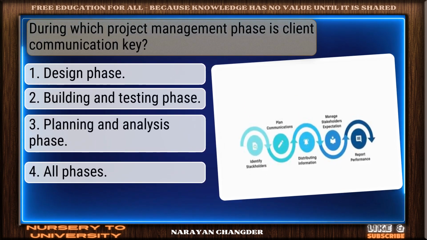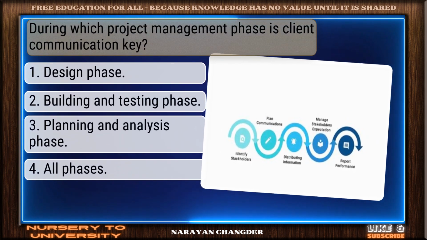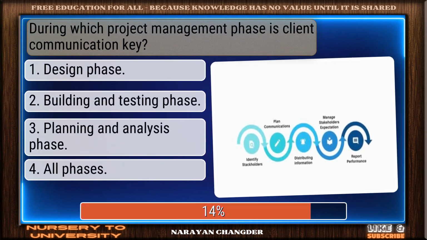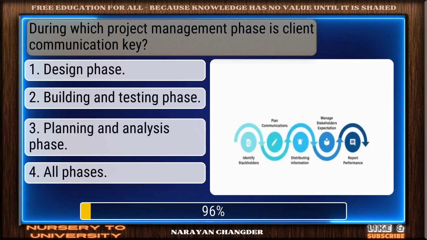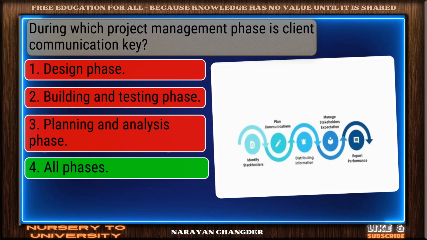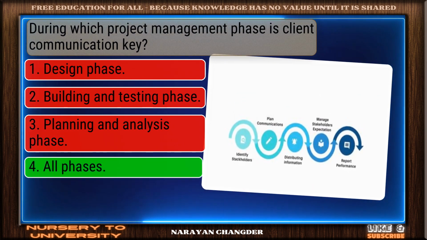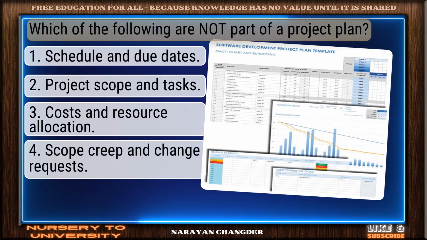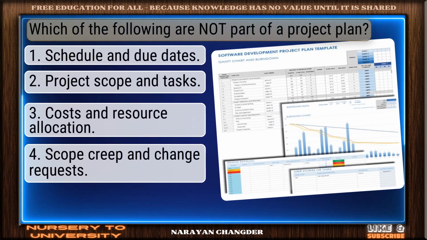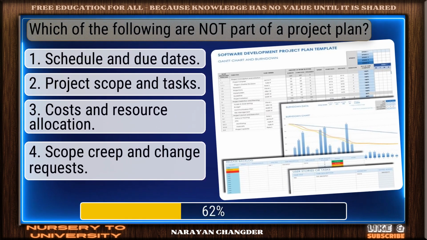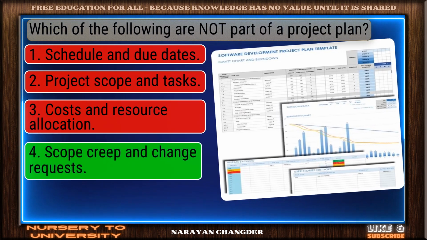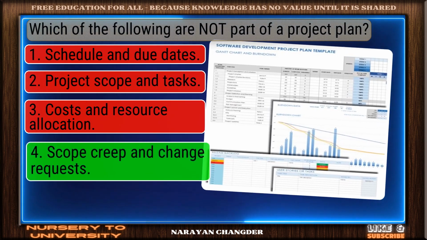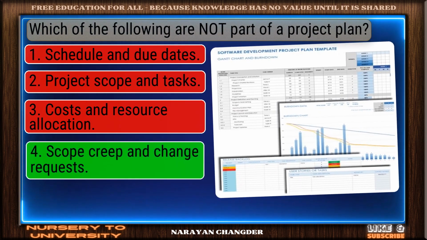Question number 25. During which project management phase is client communication key? On track. All phases is the correct answer. Question number 26. Which of the following are not part of a project plan? Smart pick. Scope creep and change requests is the correct choice.